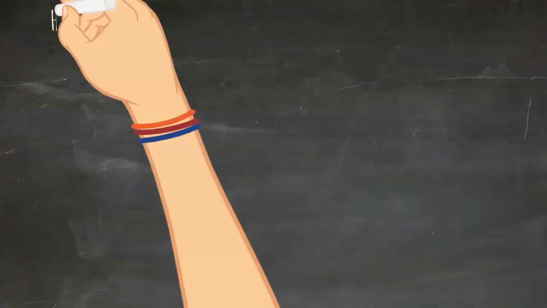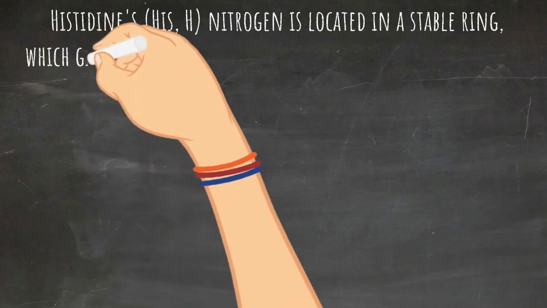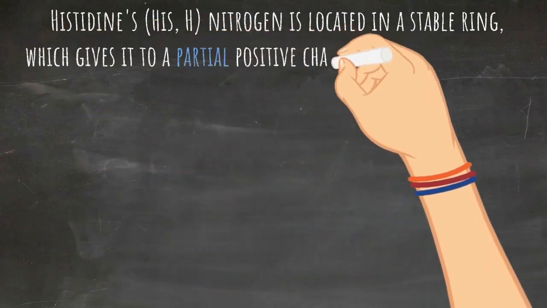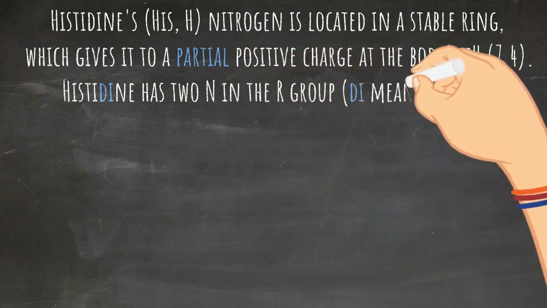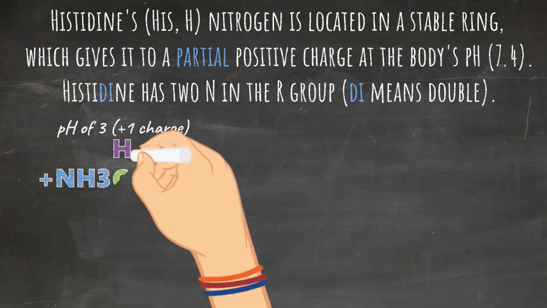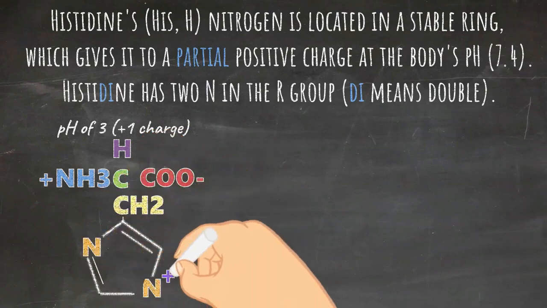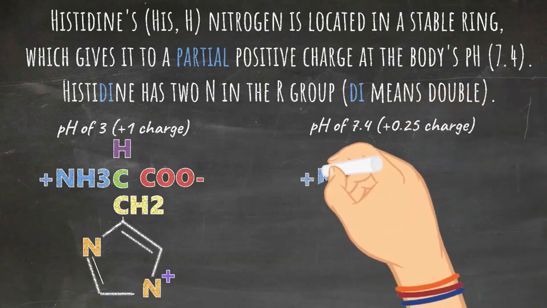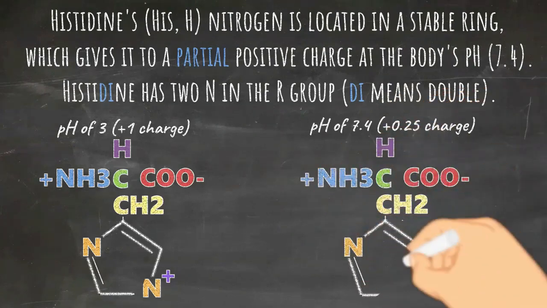So histidine, its nitrogen, is located in a stable ring, which gives it a partial positive charge at the body's pH. So the way that I remember the structure is thinking of histidine as having 2 ends in the R group. So I highlighted the Di because di means double. You'll often find that Di when we start talking about chemistry and ring structures.